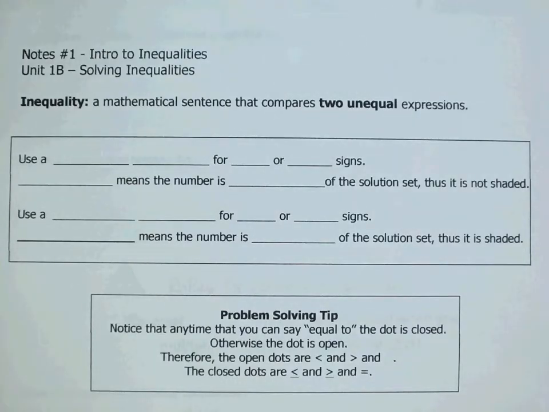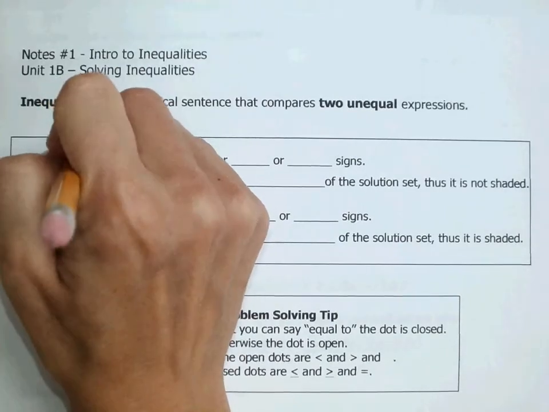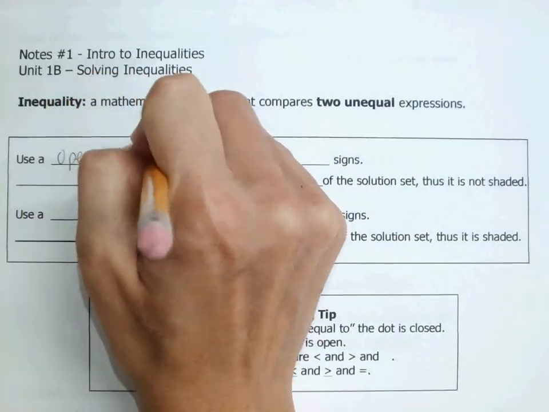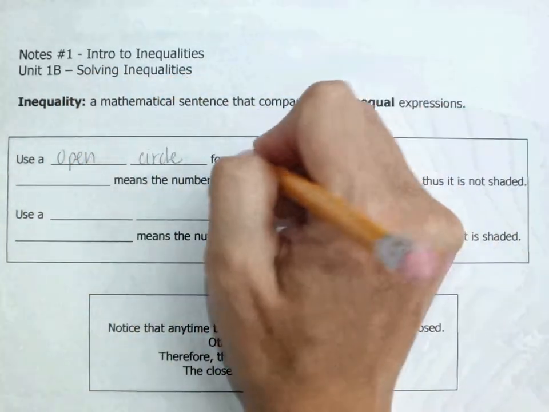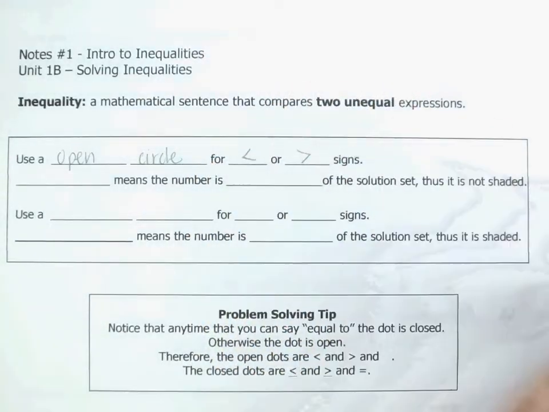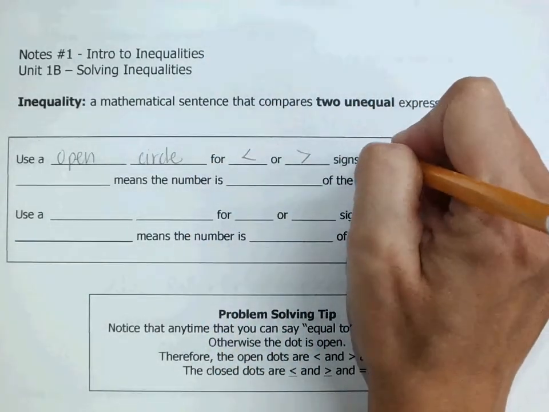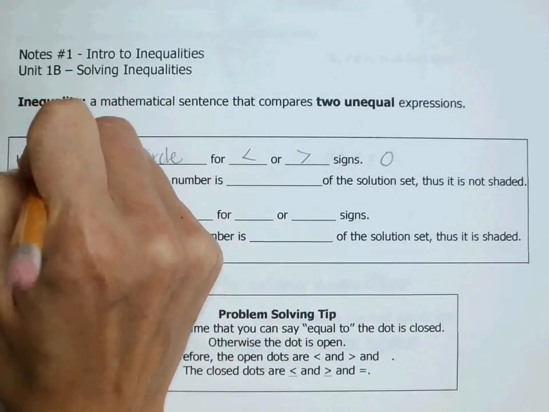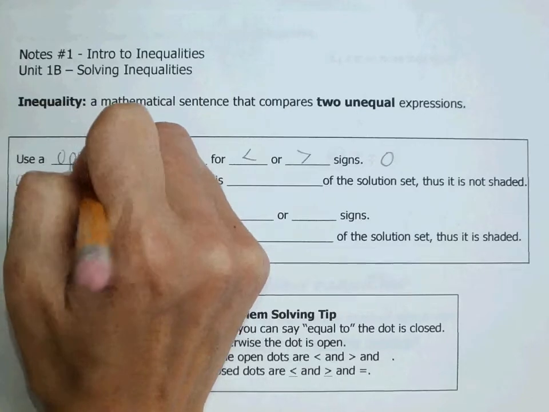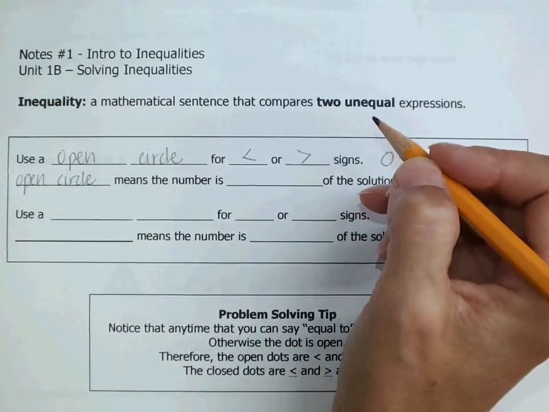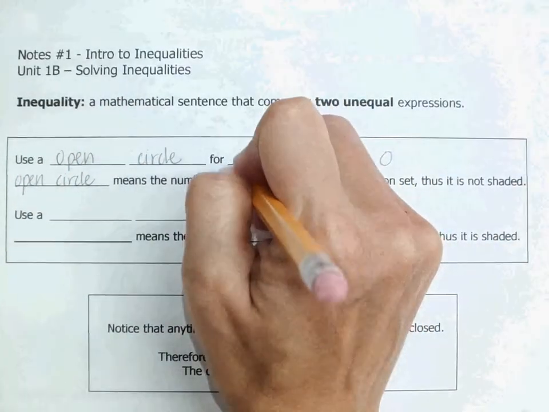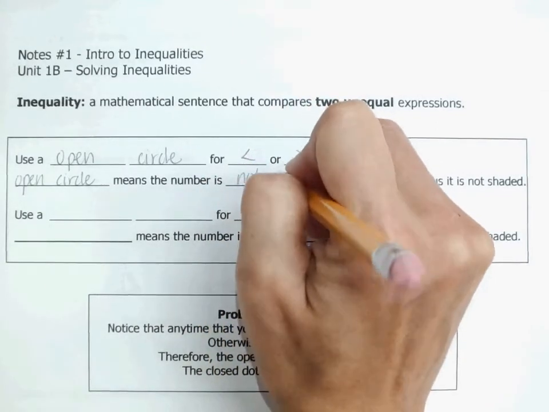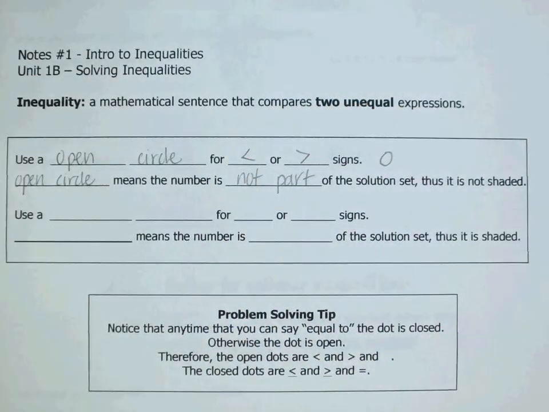So we're going to use an open circle. We'll write this in, for less than or greater than signs, okay? This is what I mean by an open circle. The open circle means that the number is not part of the solution set. Thus, it is not shaded, not highlighted. We'll be doing some highlighting today.